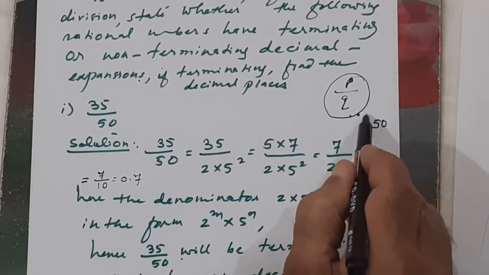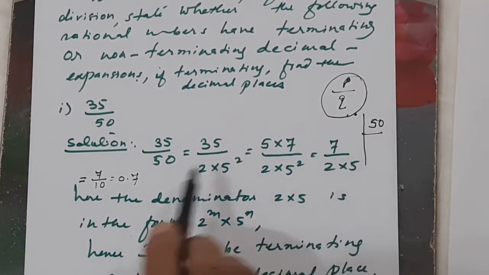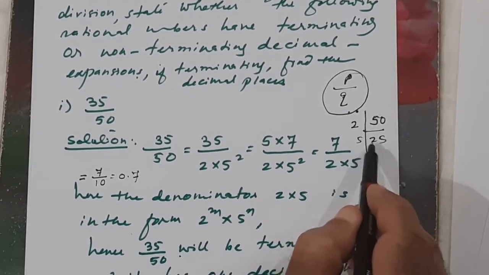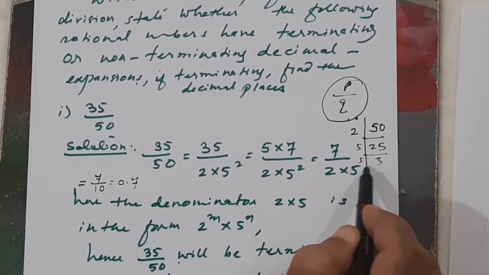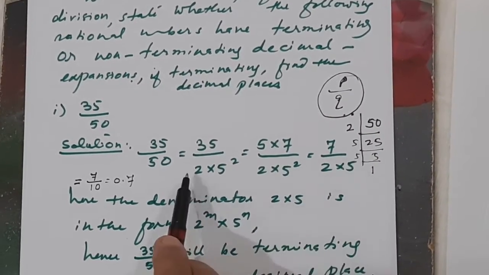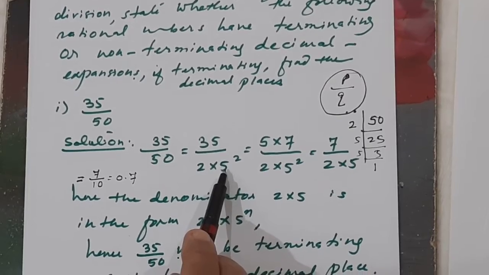We have done this in earlier videos. Again I am showing you. Use the table of 2, 25. Again use the table of 5, 5. Use the table of 5. So it is 2 into 5 into 5. So 5 is 2 times, so 2 into 5 raised to 2.